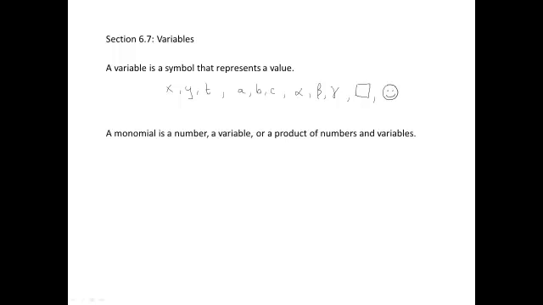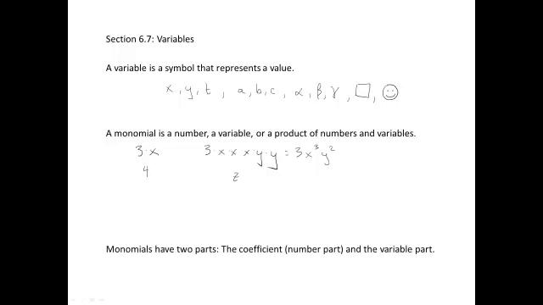A monomial is a number, a variable, or a product of numbers and variables. So for example, 3 times x is a monomial. 3 times x times x times x times y is a monomial. But we usually don't write it this way. We use exponents, 3x cubed y squared. We can also have a number by itself as a monomial, or a variable by itself as a monomial.